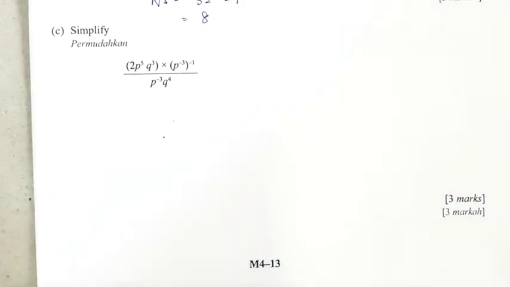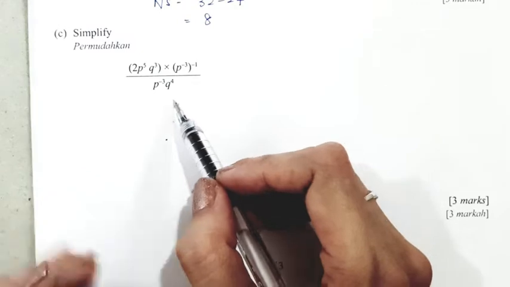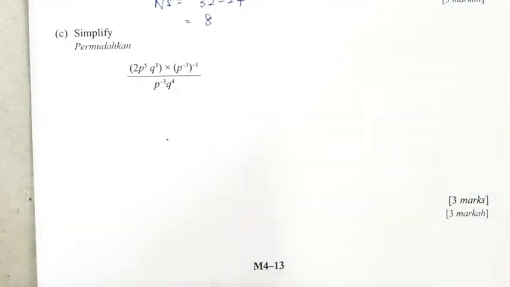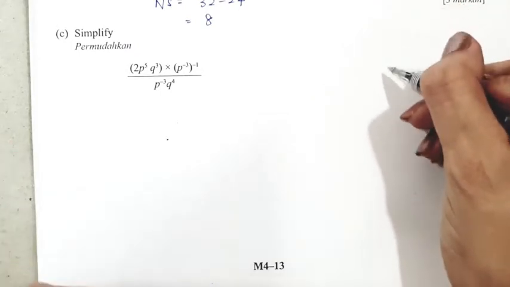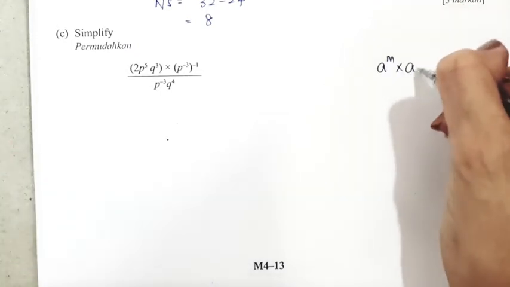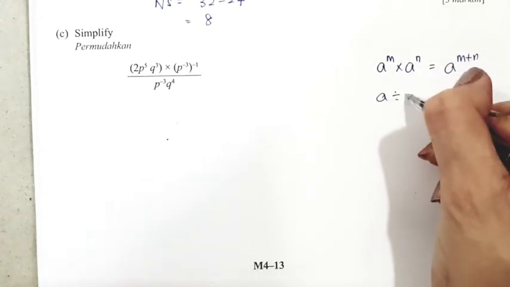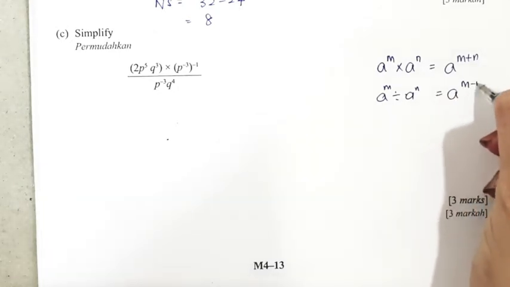Next, simplify. We need to simplify this. Do not solve. Yeah, you are not supposed to solve. You just need to simplify the whole thing. So over here, that means you do not need to find the value of P, do not need to find the value of Q, just simplify. So how do we simplify? This is an index question. So we have to recall the law of indices. So remember, the law of indices is on the product, a to the power of m times a to the power of n. When their base is the same, you can just add the indices. Okay, when it is divide, only when the base is the same, then we can take the indices and minus them.